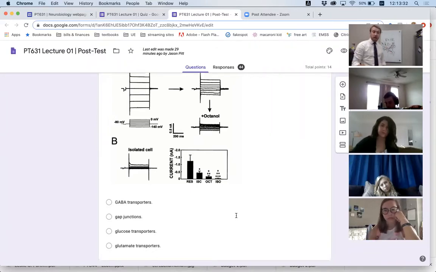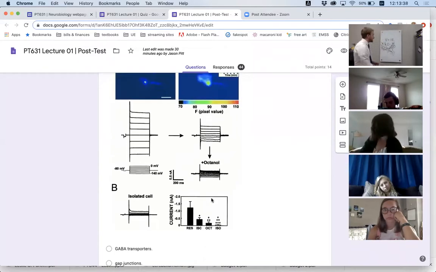So what octanol is doing, you could have probably Googled it, I'm sure, it's blocking gap junctions. So now what you're doing is isolating just a single cell here. You're blocking its connections with its neighbors. And so now what you've done is cut off avenues for current to move. In other words, you've increased resistance, which is what would explain the decrease in current.